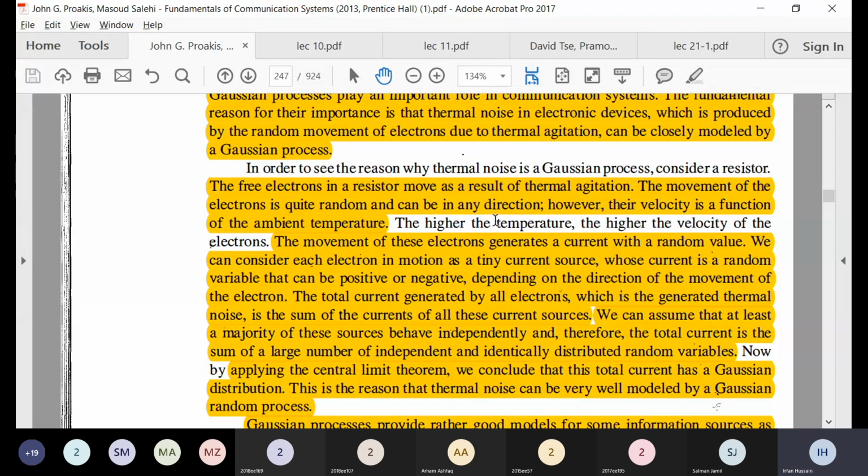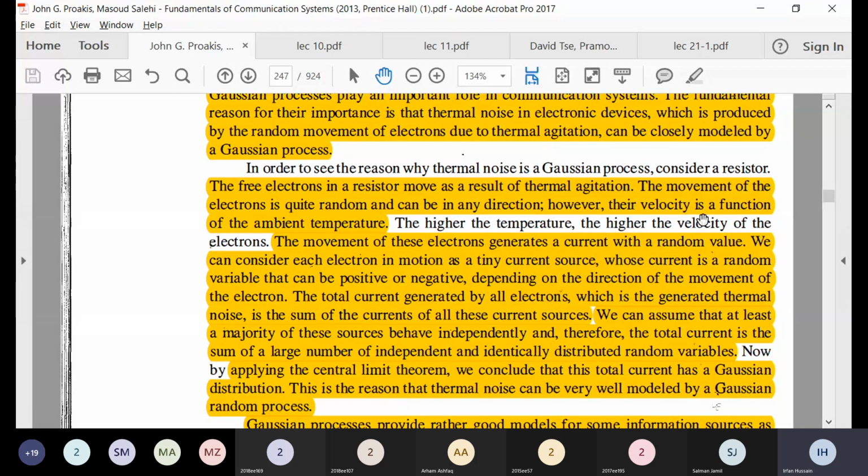Why? Because of free electrons. You have also seen this in electromagnetics: their motion is quite random. Even if you apply an electric field, it is still random, with just a little bit of shift. So free electrons, because of thermal agitation, move quite randomly, could be in any direction. Their velocity is a function of temperature, and the velocity is higher at higher temperature. We have seen that the higher the velocity of the electrons, the more kinetic energy.